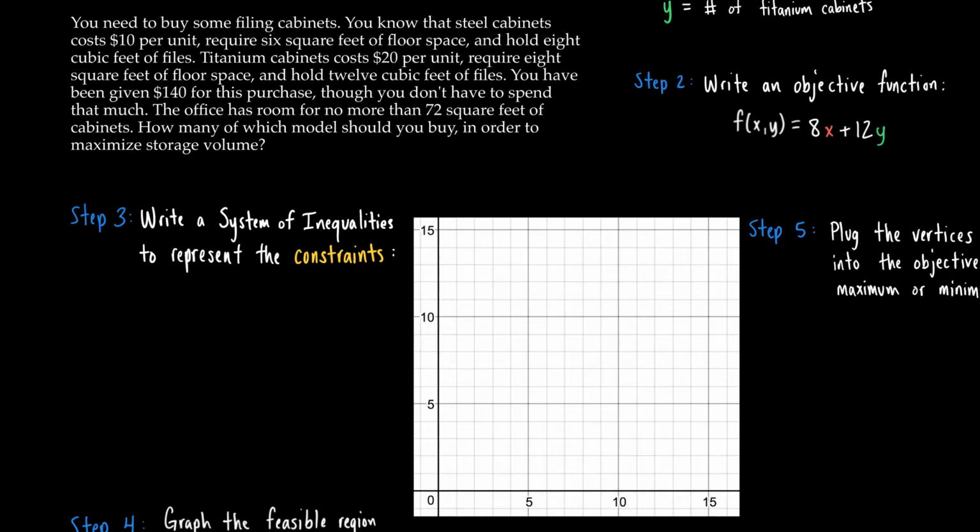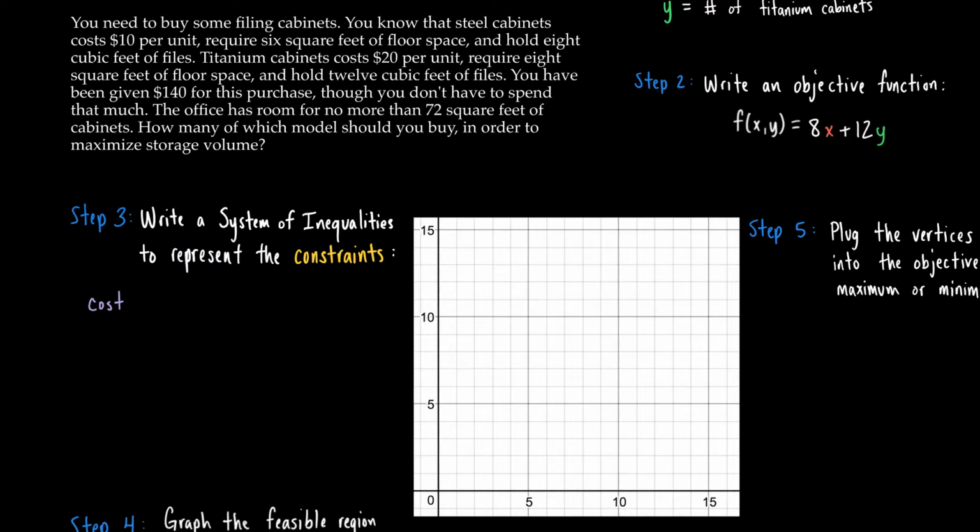All right, so what are our constraints? Let's look at it. Steel cabinets, okay, so they have a cost. There's a cost constraint. We only have $140. Okay, so let's write that down. So the first constraint we want to worry about is cost. What's another constraint that we want to worry about here?